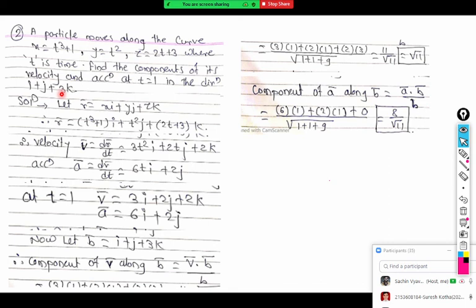Sir, are we having the concept of inverse vector this year? No. Okay, sir. Any other doubt, anyone?